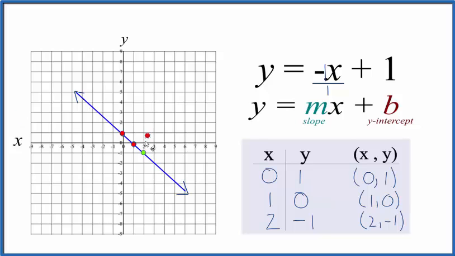Then we'll do it again. Down 1, over 1. And you can keep doing this, and you can see all the points there on our line here. So that's how you graph y equals negative x plus 1 using slope-intercept formula. And whether you use a table of values or you use slope-intercept formula or another method to graph y equals negative x plus 1, you'll get this line.